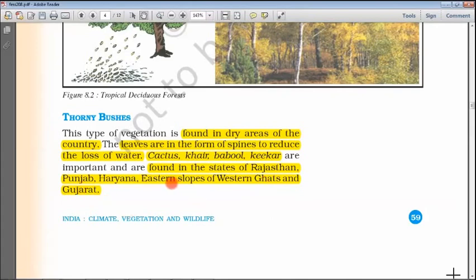The reason for the eastern slopes of the Western Ghats is that they are a rain shadow region. The monsoon winds coming from the sea, like the Arabian Sea, touch the western side of the Western Ghats, but the eastern side is actually a rain shadow zone. That's the reason you have these thorny bushes. On the western side, in contrast, you may have tropical rainforest because of the heavy rainfall.